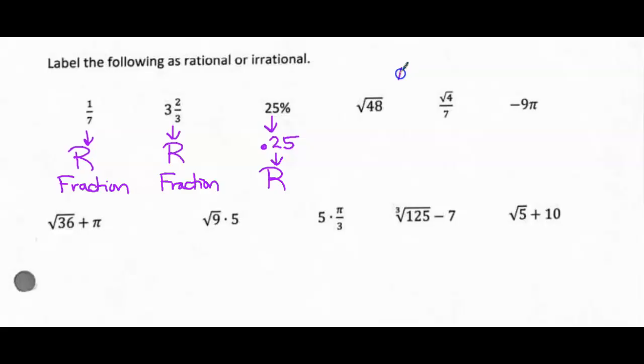Square root of 48. Now you got to think, you just learned this today. Is 48 a perfect square? You have to turn your note sheet over. Turn over your note sheet. 48 is not a perfect square. So this is irrational. I see the square root of 4. That is 2. I see a fraction. This is rational because it's a fraction.